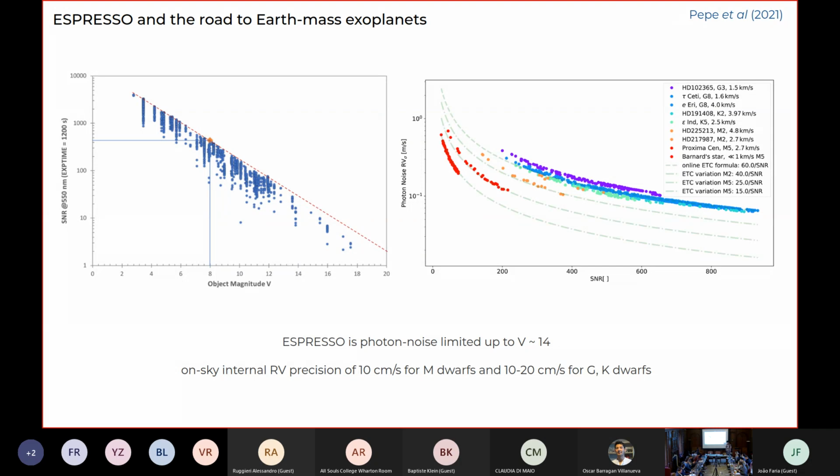What can it actually achieve? You see here results from Francesco's paper presenting the instrument. You see how the signal to noise behaves for stars of different magnitude, and we are basically photon noise limited up to magnitudes of about 14. Then things start to deviate a bit from this expected relation. For M dwarfs, we are obtaining the target radial velocity precision of about 10 centimeters per second. For G and K dwarfs at high signal to noise, we are a bit above that, but also within specification. And you see here how the photon noise precision behaves with the signal to noise.